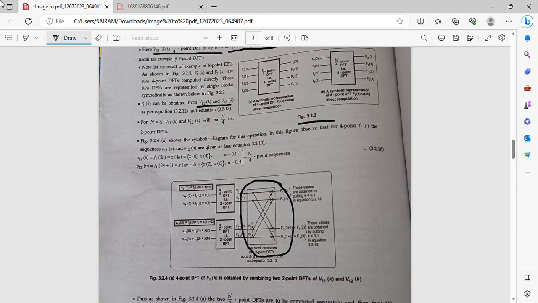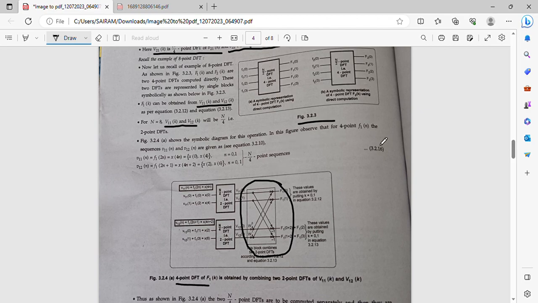Okay, and now coming to this: for n equal to 8, V11 of K and V12 of K will be n by 4, that is 2 point DFTs, right? Yes. So what are my F1 of K and F2 of K? They were my n by 2 point DFTs, but V11 of K and V12 of K are my n by 4 point DFTs, right? Yes. So now coming to this figure 3.2.4a, this is showing the symbolic diagram for this operation.